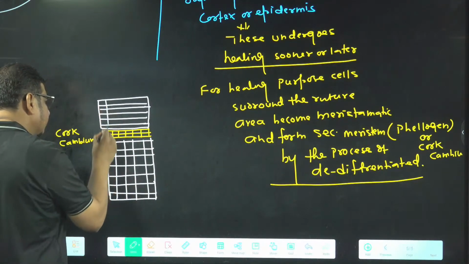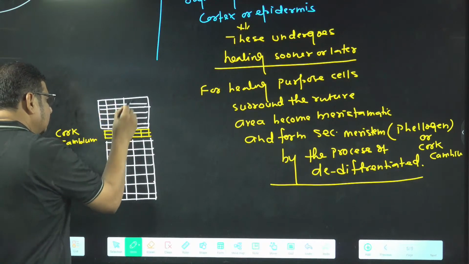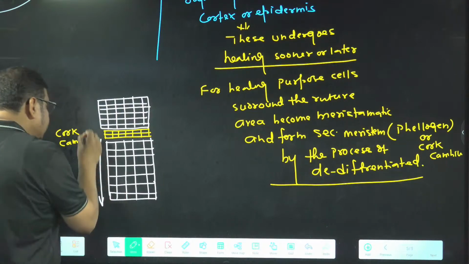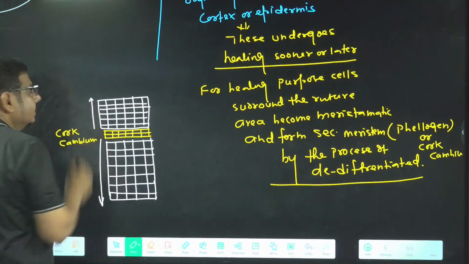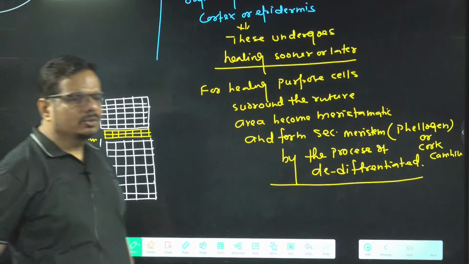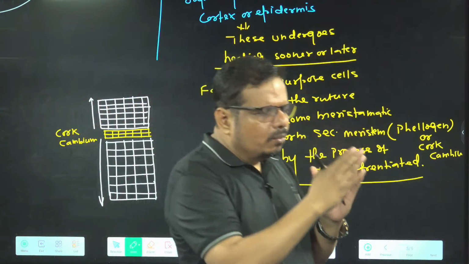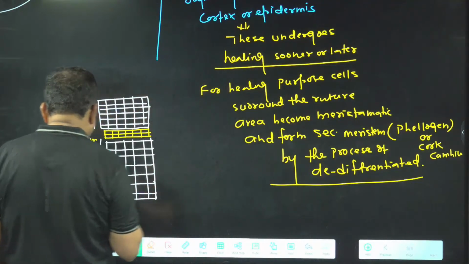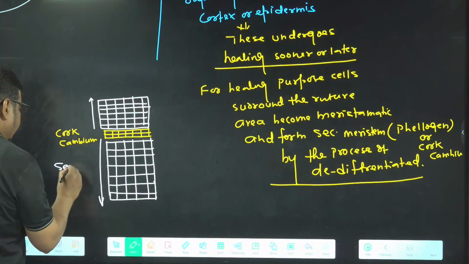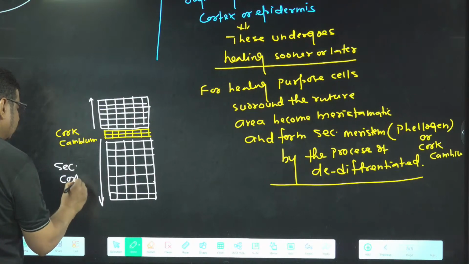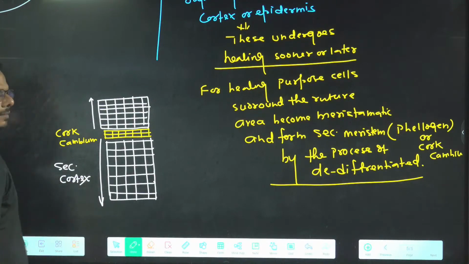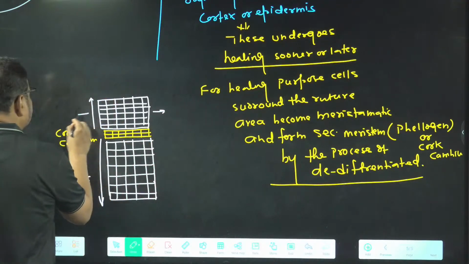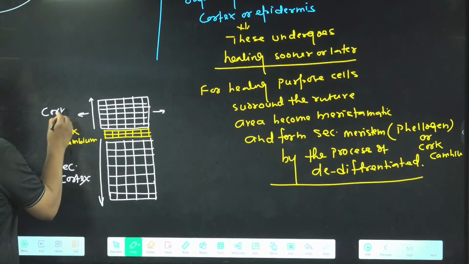Is it? So when it is showing more activity, toward inside or outside? More activity toward inside, compared to outside. So they show more activity toward inside than outside, and toward inside they are forming secondary cortex. And toward outside they are forming cork.